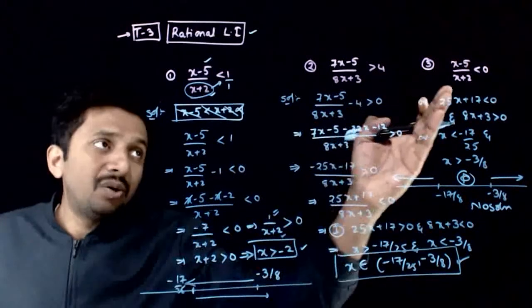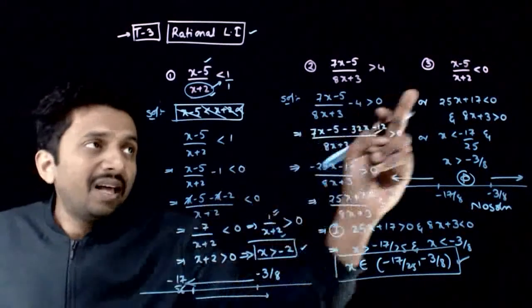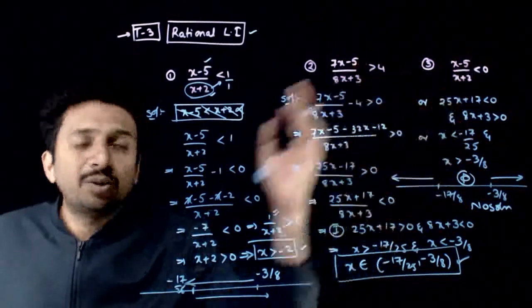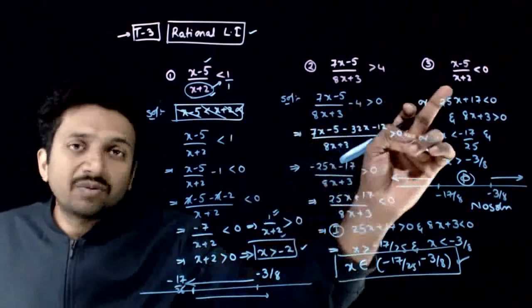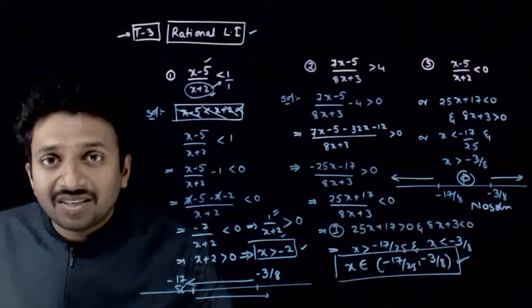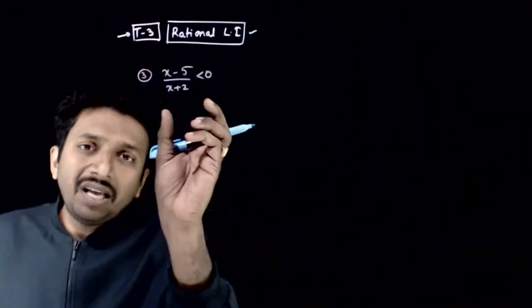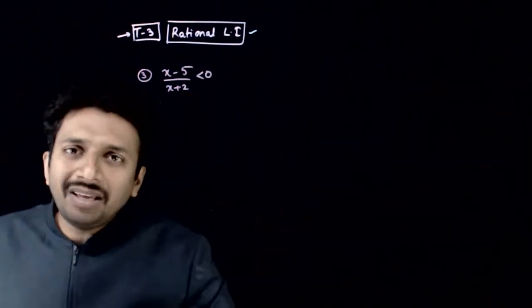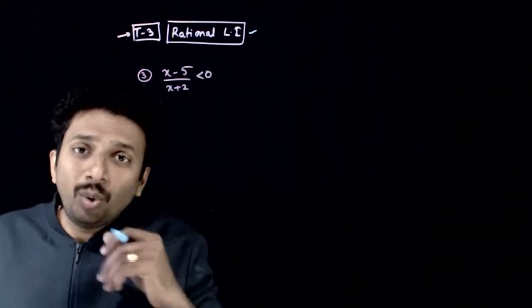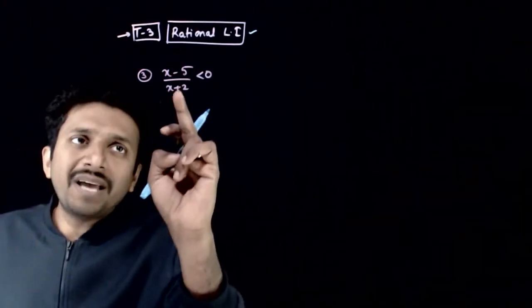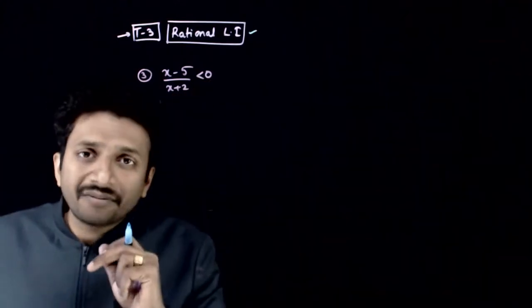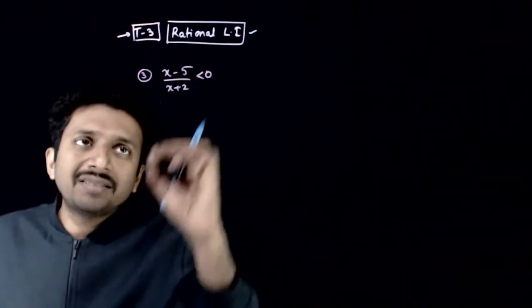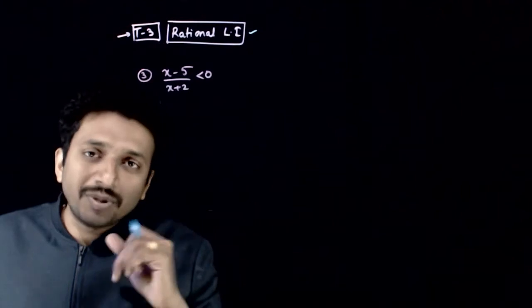So now let us go to our third inequation. X minus 5 by x plus 2 is less than 0. So this inequation can be solved very directly. You already have 0 on the right hand side, so you don't need to do anything extra. So x minus 5 by x plus 2 is negative. A fraction is negative implies numerator and denominator should have opposite signs.